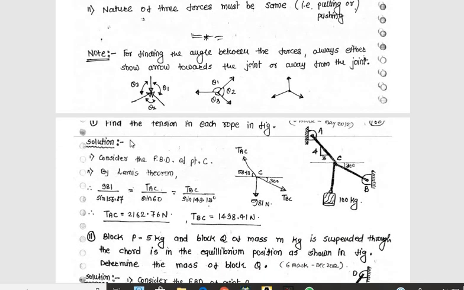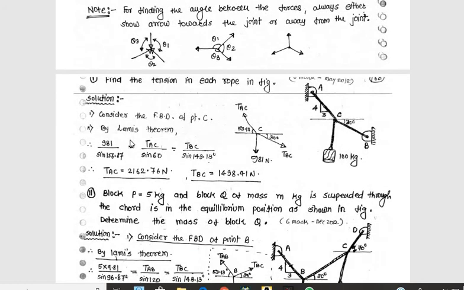Okay, so these are about some basic theory that we have discussed. Now we are going to solve the problems based on whatever we have discussed up till now. Now see the problem number 1.